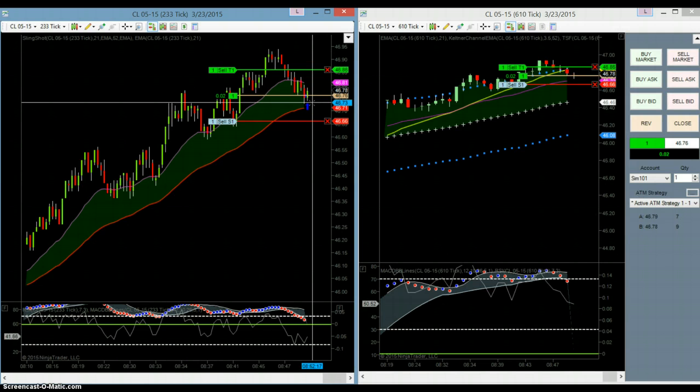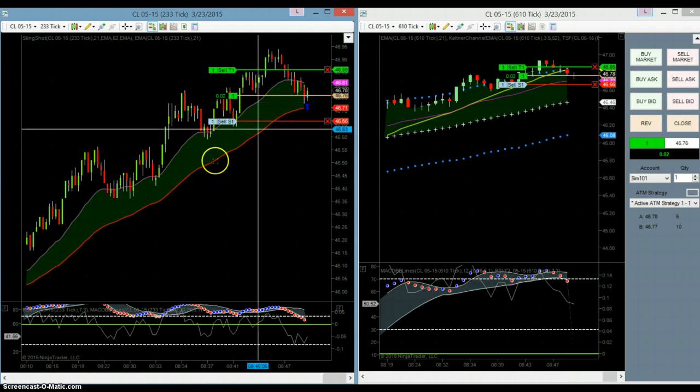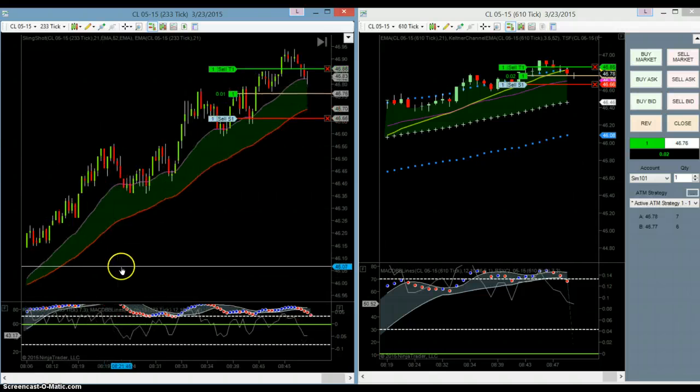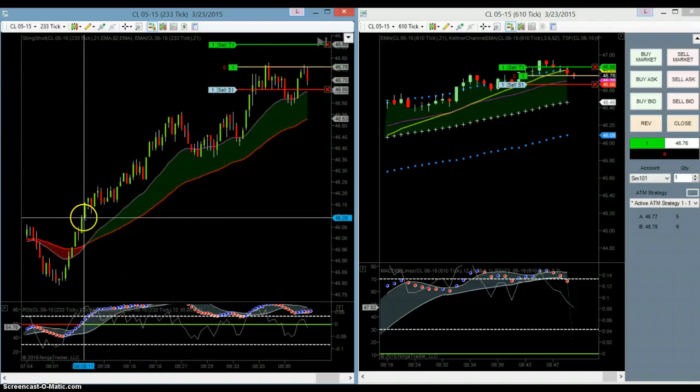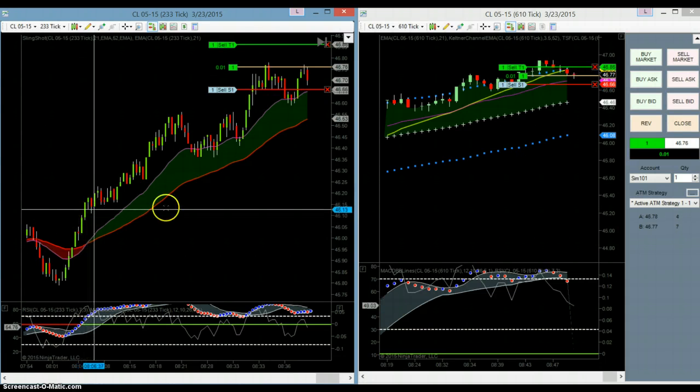Just got triggered into a long position on crude oil. This is the May 2015 contract, and it looks like we've been moving up in a consistently upward trend since we broke out around 8 o'clock, a little bit after 8:05.